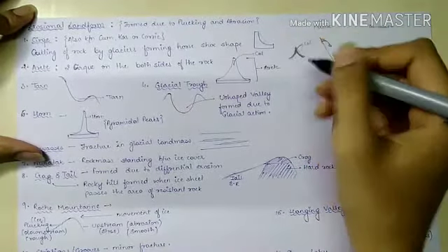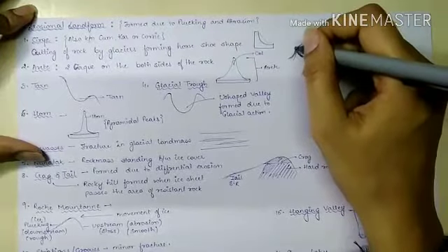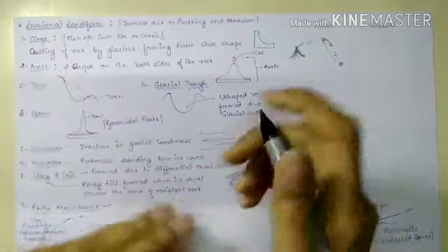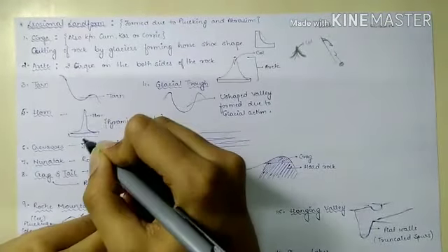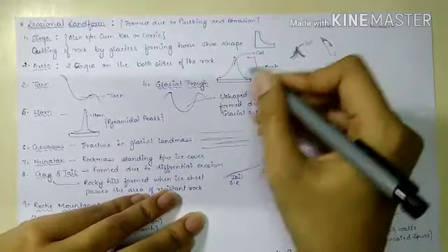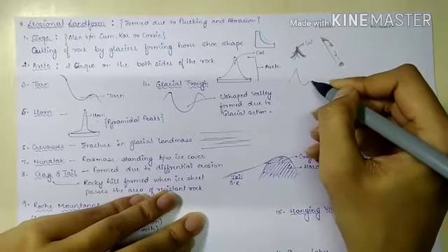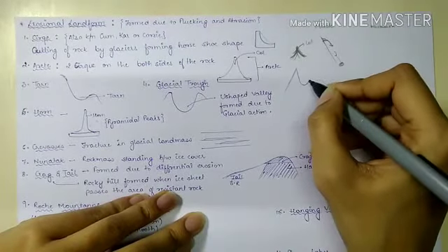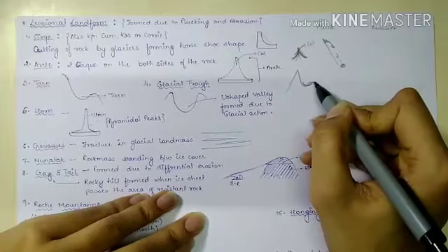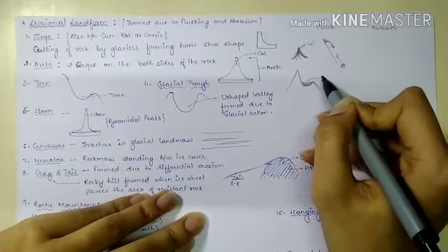Now, when cirques are formed on all sides of the mountain, we have a pyramidal conical structure formed. This pyramidal conical structure is known as a horn. It is also known as a pyramidal peak. Next, when the cirque slope gets a depression, this depression is known as a tarn, and when this tarn is filled with water, it is known as a tarn lake.